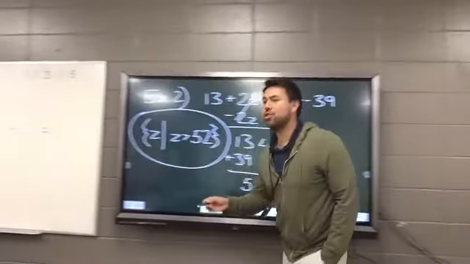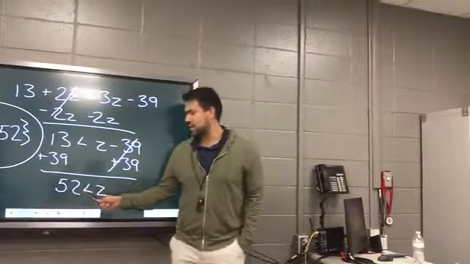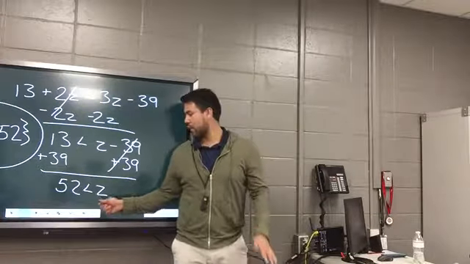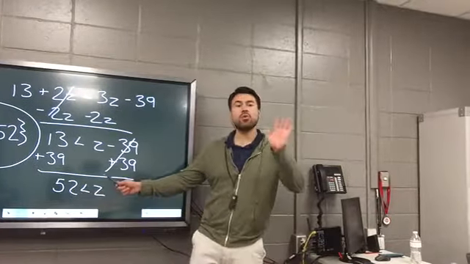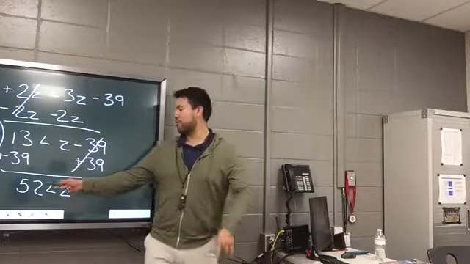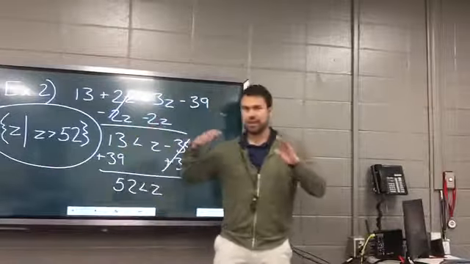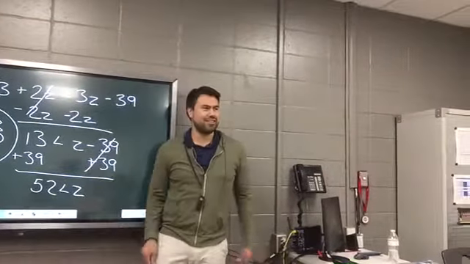Okay, how many of you were okay with 52 is less than z? Like you got that and that's no problem? How many of you are okay with this right here? All right, how in the world did we go from 52 is less than z to z is greater than 52? Like that just totally threw me off.